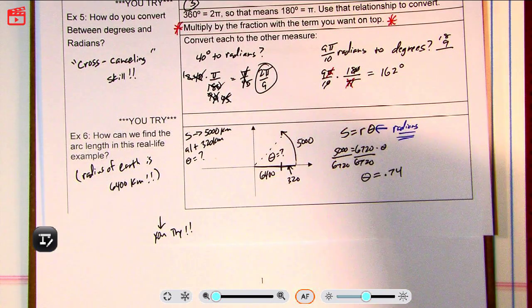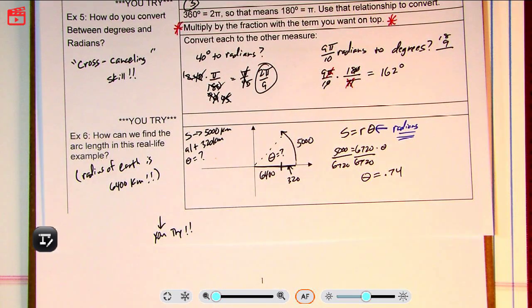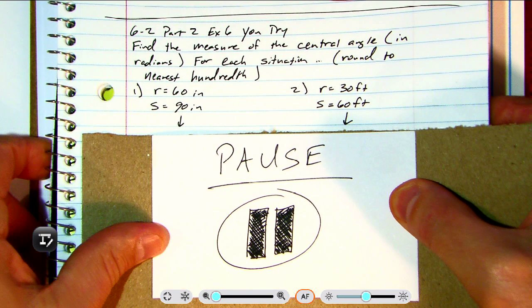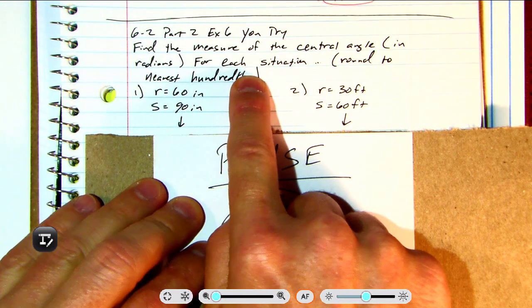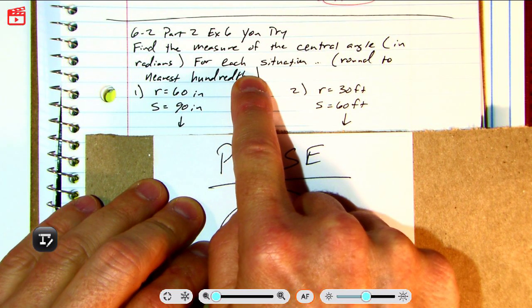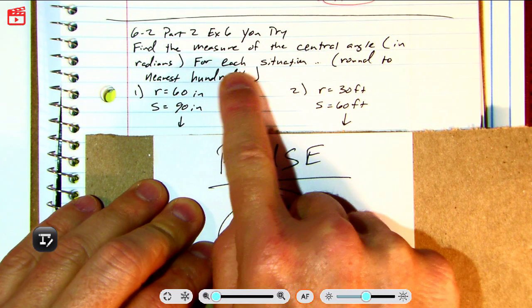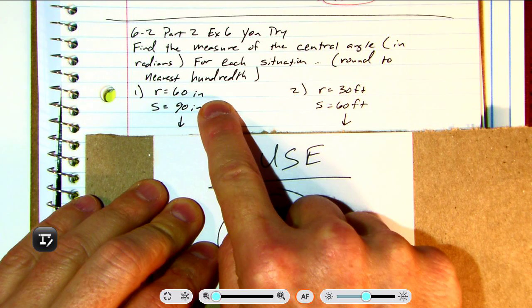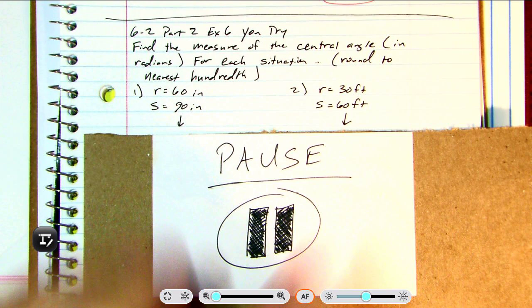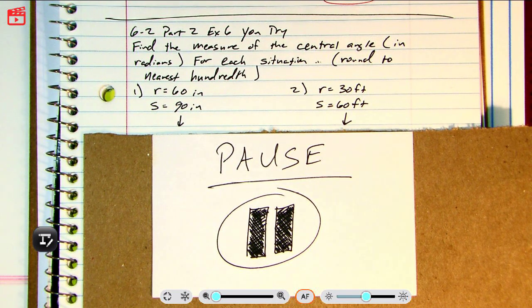Now, here is a question for you to try that looks kind of like the question in Pearson, and I gave you 2 of them. Same type of stuff you're going to see in Pearson. Find the measure of the central angle, the same thing I just did in the example, for the given radius and the given arc length. Try S equals R theta on both of those.